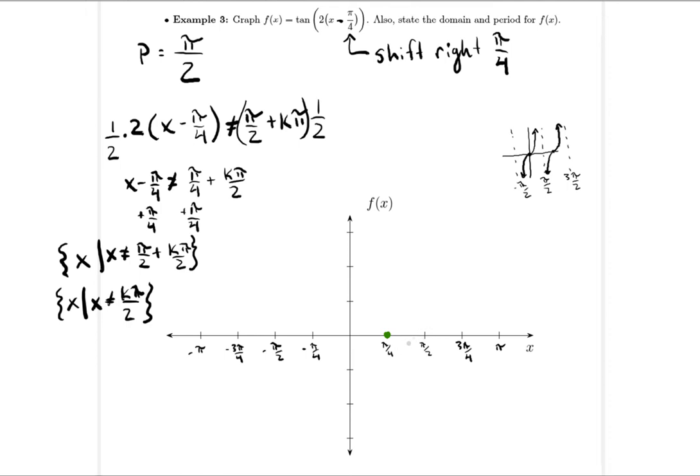Okay, and then the period is pi over 2. So if I add pi over 2 to pi over 4, that's going to be 3 pi over 4. So I know that I have another 0 right here. And then pi over 2 this way, I have another 0 here. Pi over 2 this way, I have another 0 right here. So I know where my zeros are. And then furthermore, I know that halfway between successive zeros has to be a vertical asymptote. So I know that I'm putting that vertical asymptote right here. Vertical asymptote on the y-axis as well that I'm not going to actually draw in there.